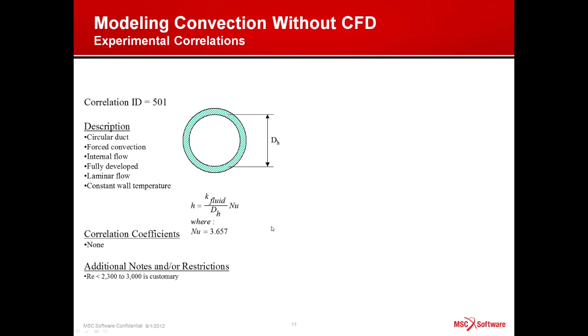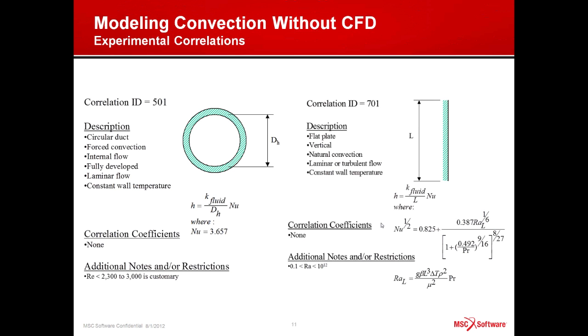So while we're not a replacement for a CFD code, many electronic packages can be modeled using a more simplified approach, and then your model runs in tens of seconds instead of tens of hours. So here's one of the correlations we have, which is internal flow in a circular duct, and it uses a Nusselt number and then computes the H from that.